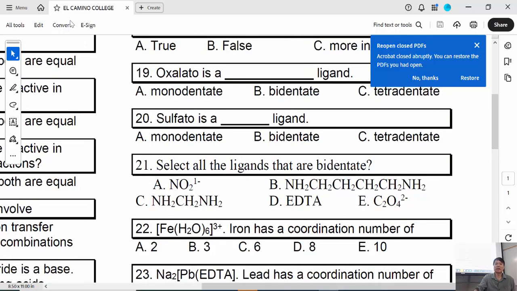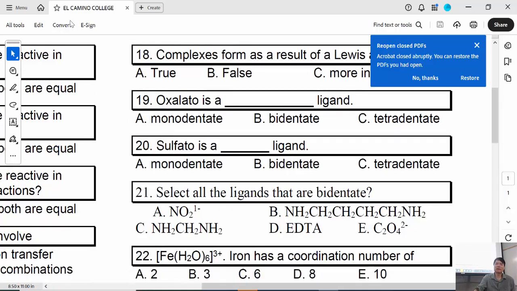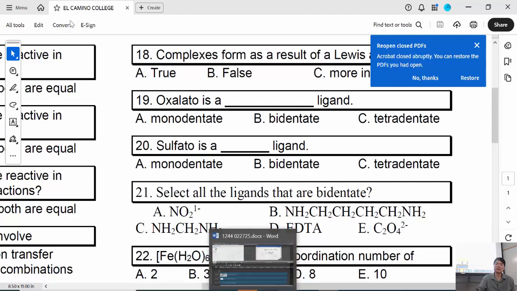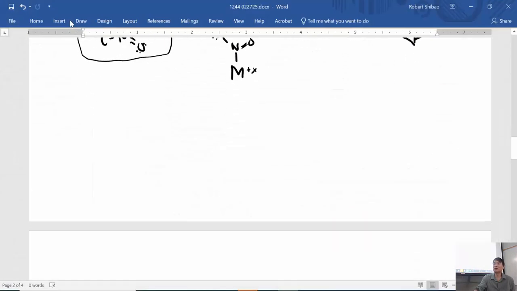So actually, I need to go back up here to this. Sulfato, that's sulfate, right? And so you have two choices here. You could look it up in the book. This is open book, open notes. Or you can analyze it structurally. Let's say you didn't memorize the table in the book. Is sulfate going to be a monodentate or bidentate ligand?